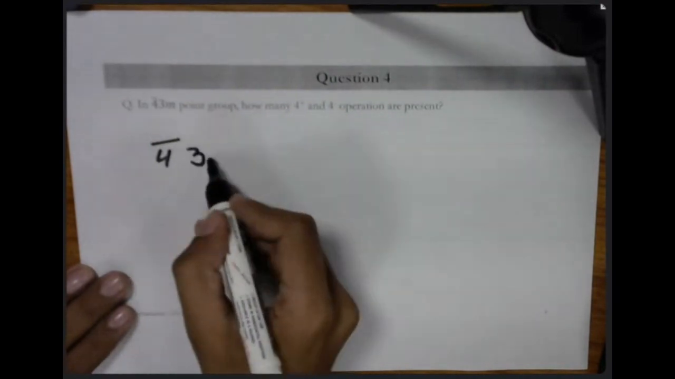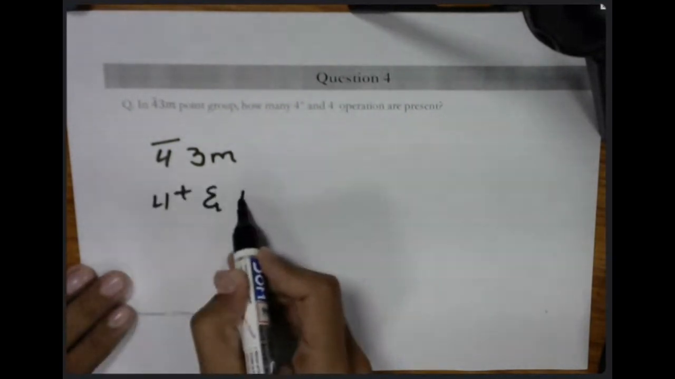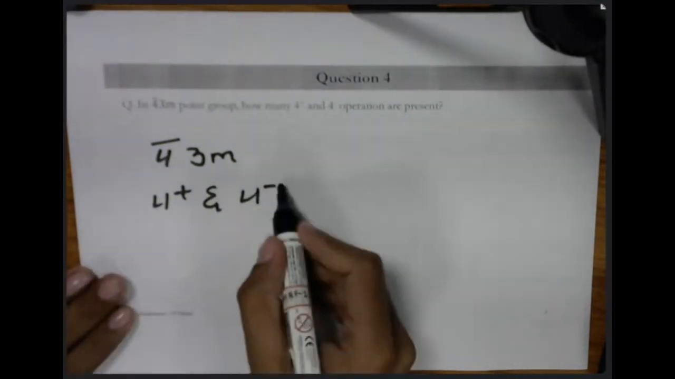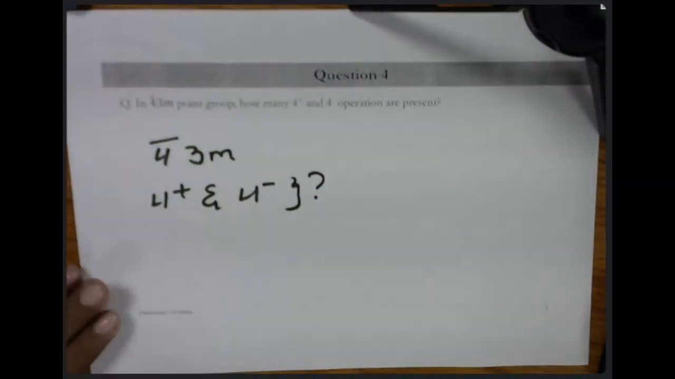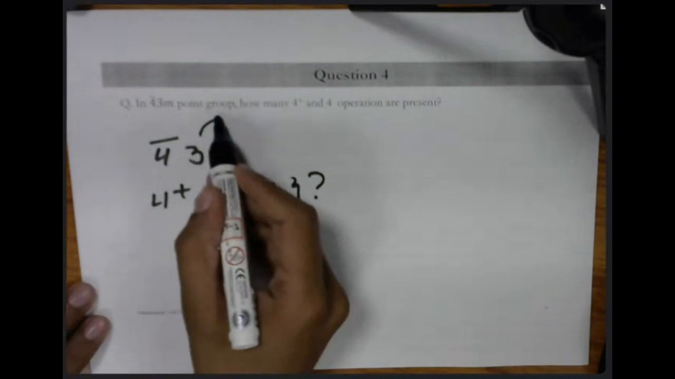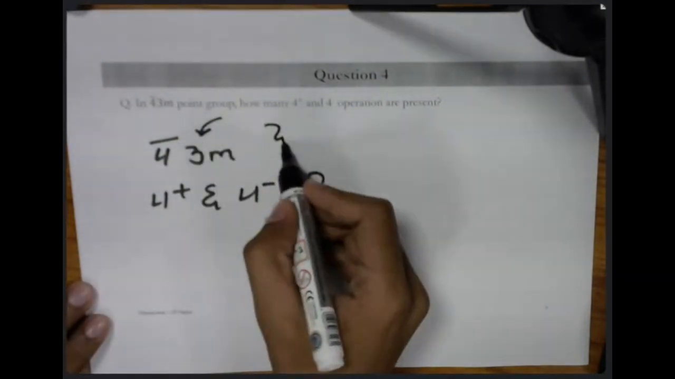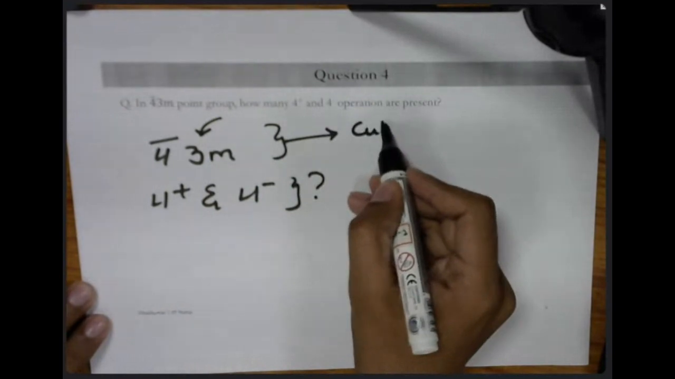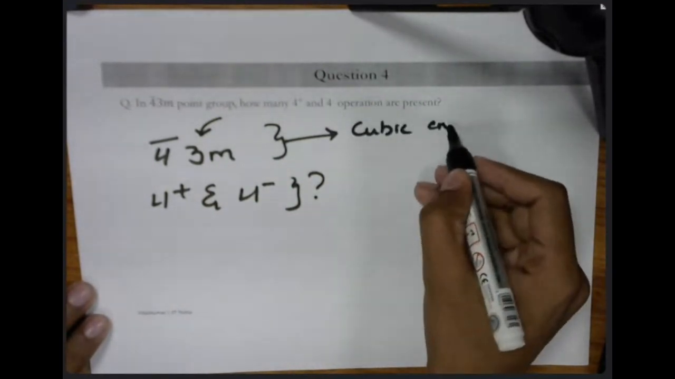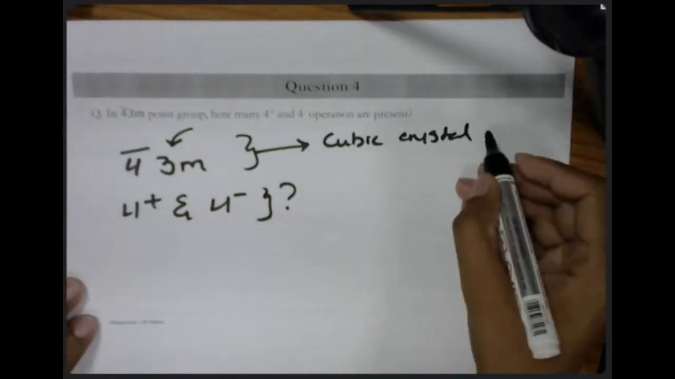Here it is telling the point group 4 bar 3m. In this particular point group of 4 bar 3m, how many 4 plus and 4 minus operations are present? This is something which we want to know. See, 3 is written at the middle, so we got to know that this will belong to the cubic crystal system.